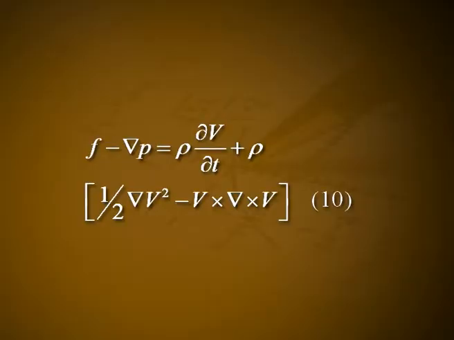Now, multiplying equations 9a, 9b and 9c by x cap, y cap and z cap respectively and adding, one obtains F minus del p is equal to rho into ∂v/∂t plus rho into (1/2 del v squared minus v cross del cross v). Let it be equation number 10. Equation 10 is called the Euler's equation of motion for a moving fluid.